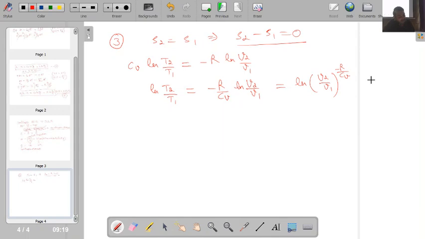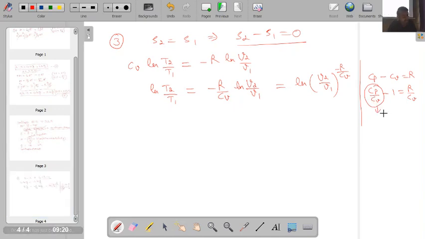Now we know that for a calorically perfect gas, Cp minus Cv is equal to R. So if I calculate R by Cv, then I have to divide throughout by Cv. So Cp by Cv minus 1 will be equal to R by Cv. This Cp by Cv is an important parameter which is called gamma, and gamma is nothing but the ratio of specific heats. So R by Cv is nothing but equal to gamma minus 1.